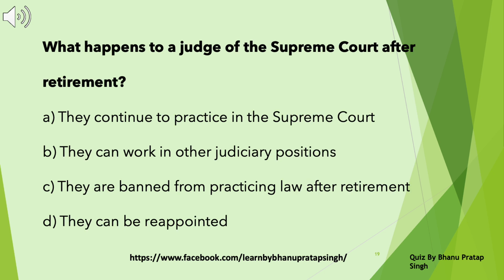What happens to a judge of the Supreme Court after retirement? A. They continue to practice in the Supreme Court. B. They can work in other judiciary positions. C. They are banned from practicing law after retirement. D. They can be reappointed. Choose the correct answer. Answer C. They are banned from practicing law after retirement.